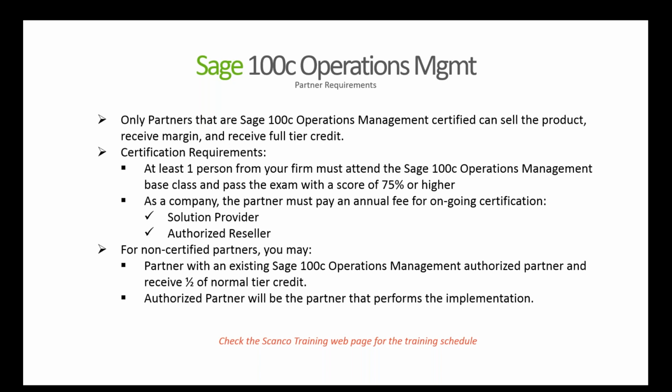And then non-certified partners, you can still sell the product. You'll get half the tier credit, but you have to then partner with someone that is authorized to be able to do the implementation.